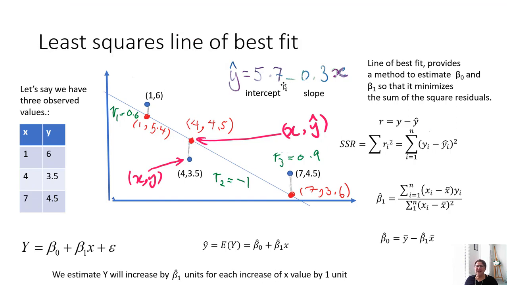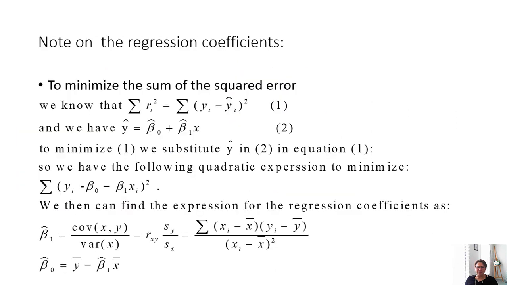Okay? And that line of best fit has beta hat 1, the formula is this one, and beta hat 0, the formula is this one. So we said y is beta 0 plus beta 1 x plus epsilon, but y hat, which is the expectation of y, is equal to beta hat 0 plus beta hat 1 times x. Okay, so this is for you to understand what this simple linear regression is.